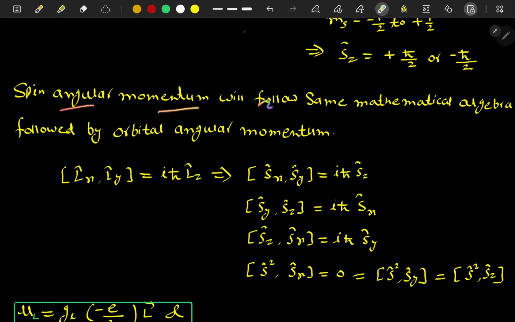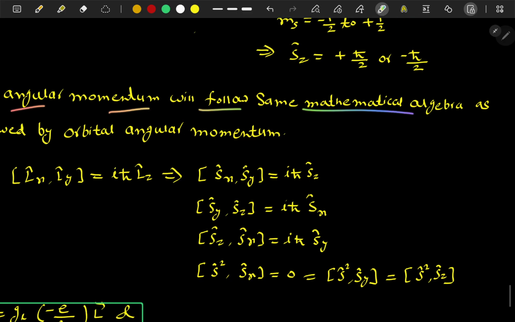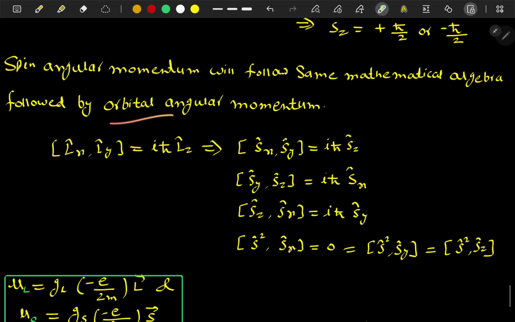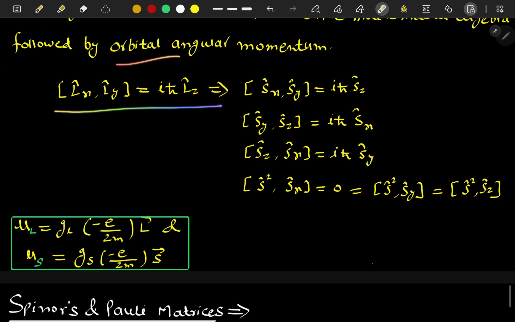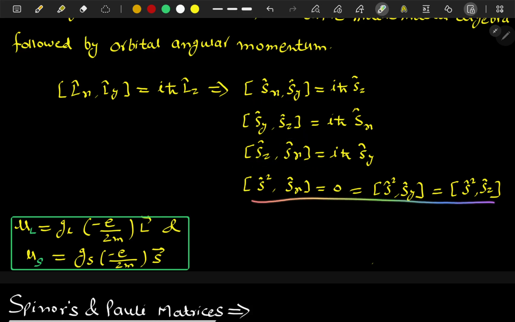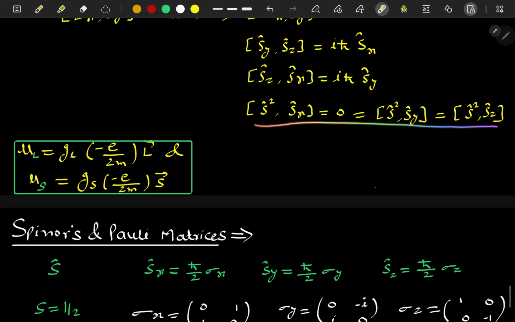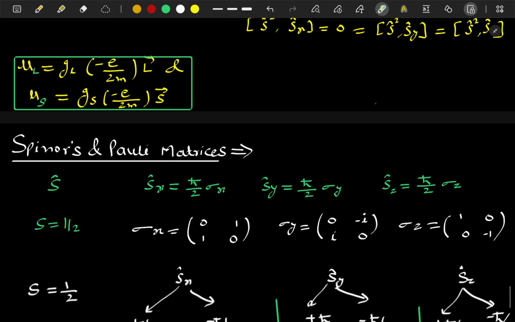Now spin angular momentum will follow the same mathematical algebra as followed by orbital angular momentum. What we are saying is [Lx cap, Ly cap] equal to iota h cross Lz cap. Similarly, [Sx, Sy] equals iota h cross Sz, and so on, and S square will commute with Sx, Sy, Sz. And the potentials VL and VS will be for L minus gL e L by 2m, and for S minus gS e S upon 2m.